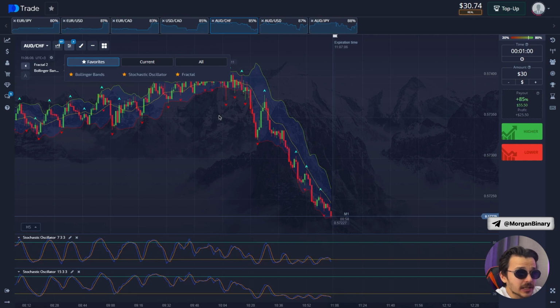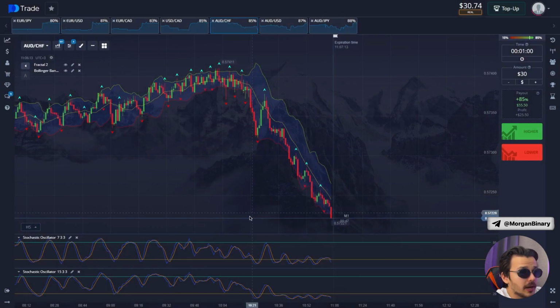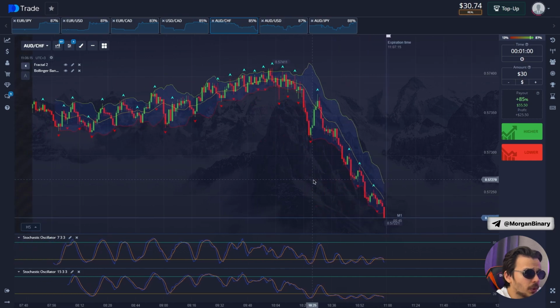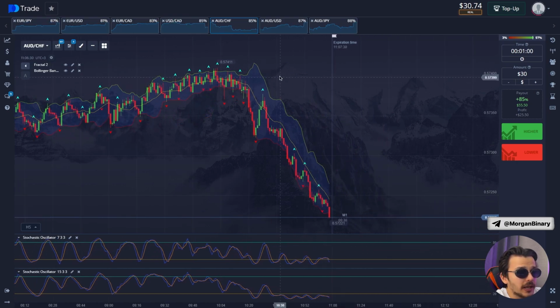According to the settings of Bollinger Bands, we put in period 13, deviation 2, and we leave the fractal with default settings. We have two stochastics. One of the stochastics will have period 7, the second a period of 15. The oversold and overbought areas we leave at 20 and 80 on both stochastics. And I propose to start trading.